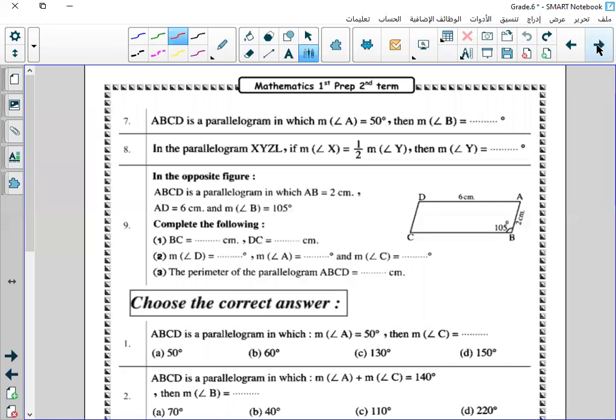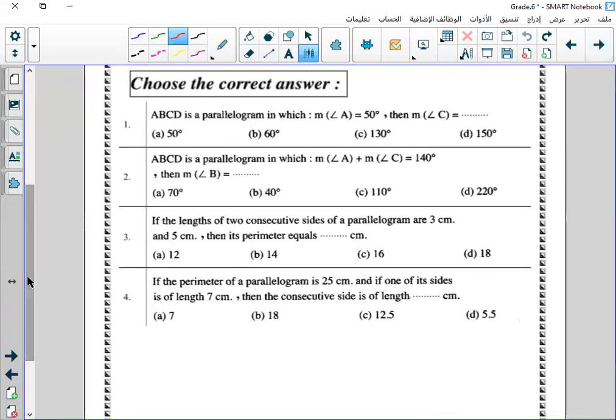The first question: choose the correct answer. ABCD is a parallelogram in which the measure of angle A equals 50 degrees, then the measure of angle C equals what? Who can answer this question? Okay, Bilal, you can answer. It will be 50 because each two opposite angles are equal. Okay, each two opposite angles are equal in measure, so the measure of angle C equals 50 degrees. Thank you, Bilal.